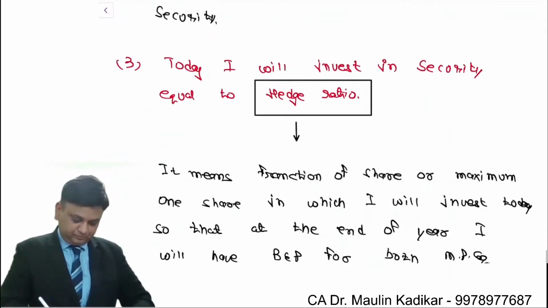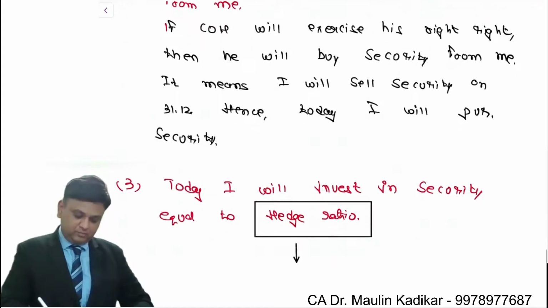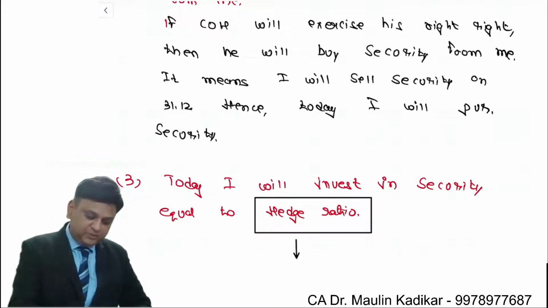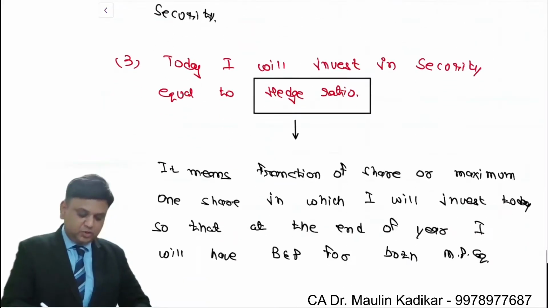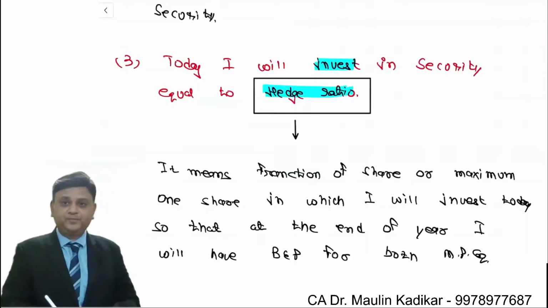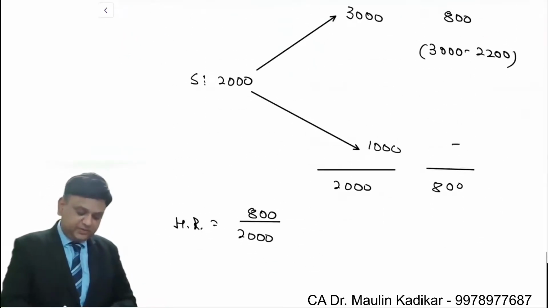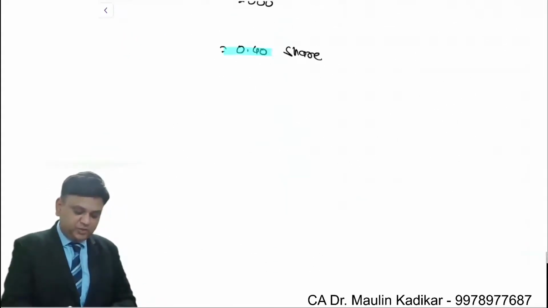So now, the call option seller will buy security. The call option seller will invest in security. How much? Equal to the hedge ratio. What is the spot price of the equity share? 2000. The hedge ratio is 0.4.